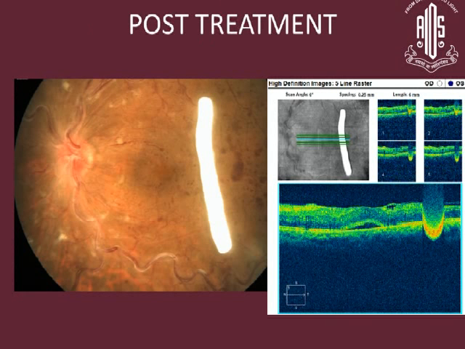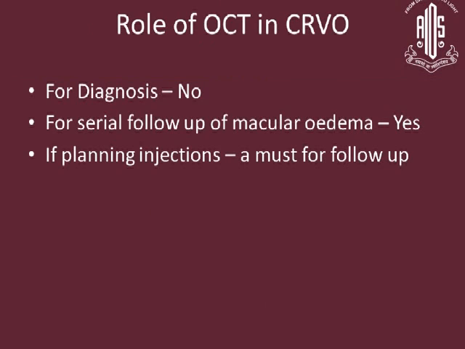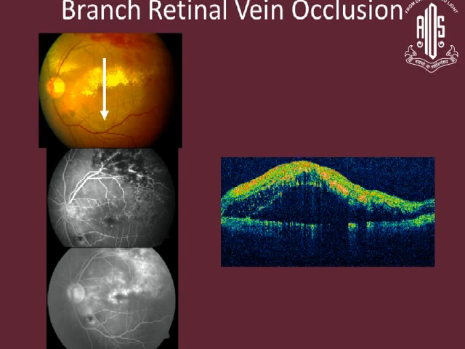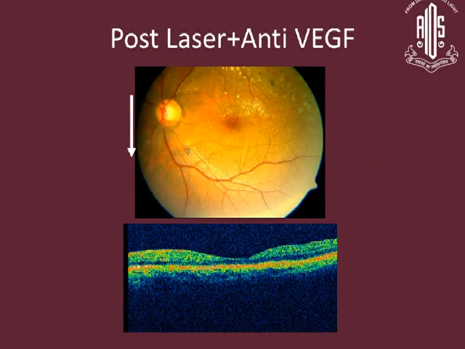So what's the role of OCT in CRVO? For diagnosis, definitely not. It's mainly used for serial follow-up of macular edema, and if you're planning injection, it's a must for follow-up. And we can assess the natural course of BRVO. This patient did not require any injection. This patient has a huge SMD, will definitely require some injection, and this is the picture after management.